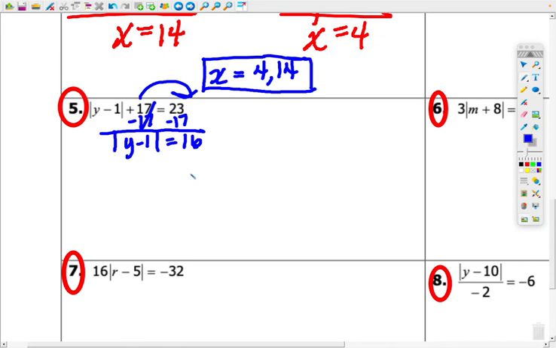All right, and now I need to set our y minus 1 equal to my two cases. I'm going to have y minus 1 equals 16, and y minus 1 equals negative 16. Solve each one.